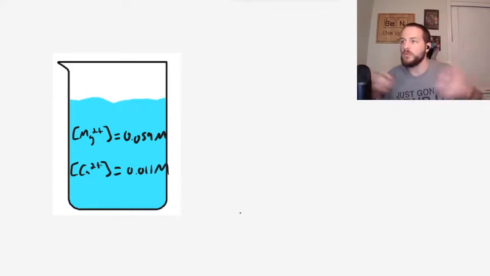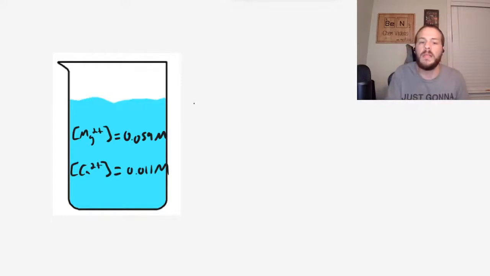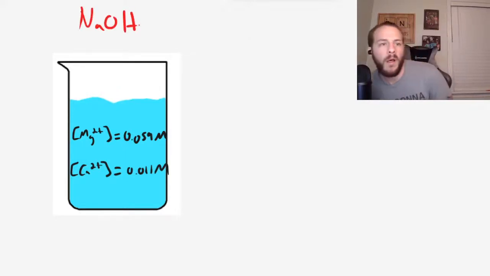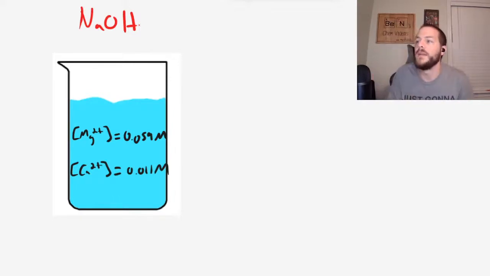So I have this aqueous solution with these two different cations in it, and I want to be able to separate them. What I want to do is put something in here that will form a compound with one of these ions that precipitates out, while the other compound remains dissolved in the aqueous solution. One compound that happens to work pretty well for this is sodium hydroxide, NaOH, although it would work just as well with potassium hydroxide.